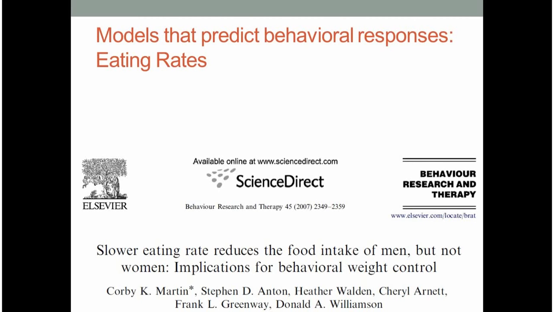We published our first paper together in 2008. And when we were working on that article, along with a number of other things, Corby Martin remarked to me when I was visiting Pennington Biomedical Research Center that, boy, he could have sure used me around a few years ago, because I could have helped him with these parabolas in this paper that he was working on eating rates.